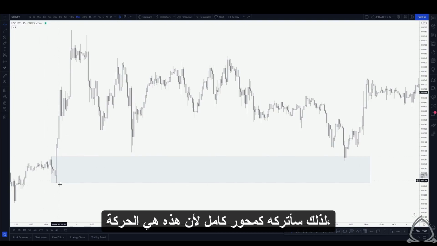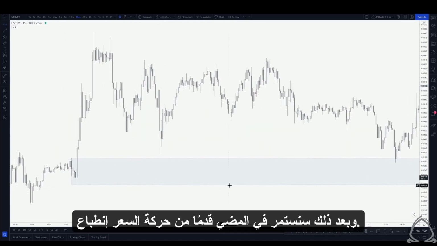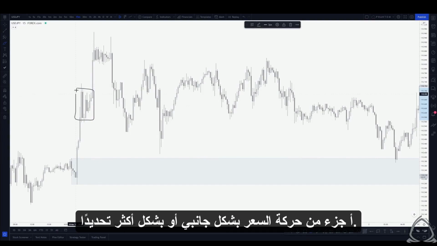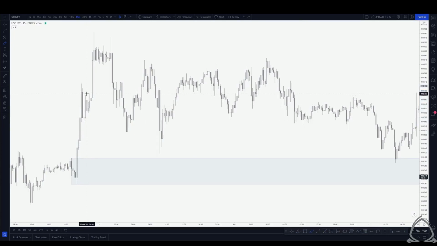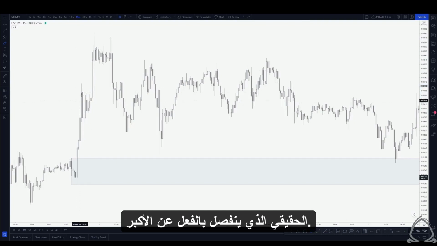I'm going to leave it as the entire pivot, as this is the sharp move to the downside that created that expansion to the upside. And then we'll just keep moving forward from a price action perspective. So as we can see, price rapidly expands to the upside, and then we get a sideways bit of price action, or more specifically, we get a sharp move to the downside followed by a true expansion that actually breaks out of the larger range.